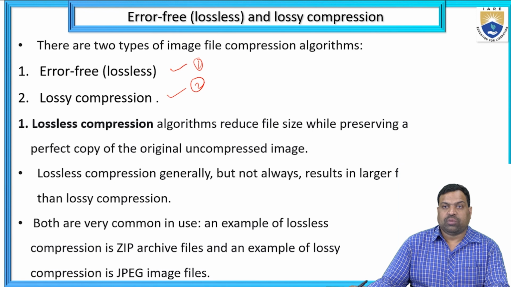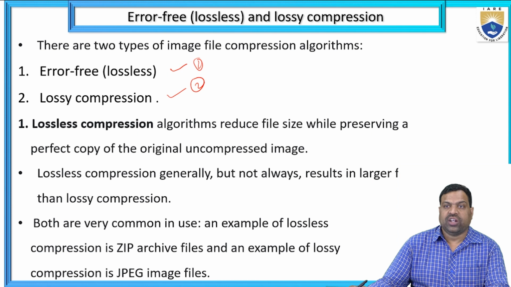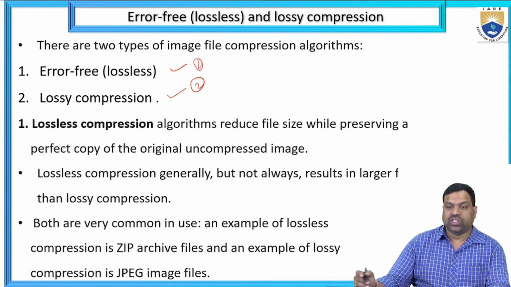Lossless compression is an algorithm to reduce the file size while preserving a perfect copy of the original uncompressed image. Lossless compression generally, but not always, results in larger files than lossy compression. Both are very common in use. An example of lossless compression is a zip archive file, and an example of lossy compression is a JPG file.